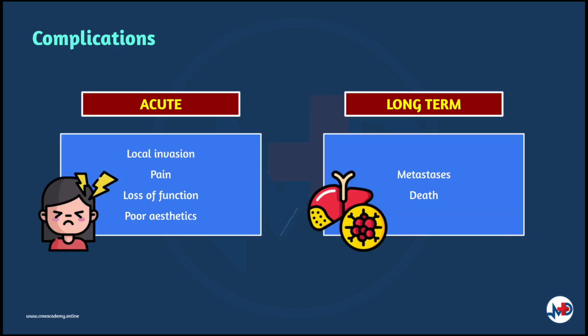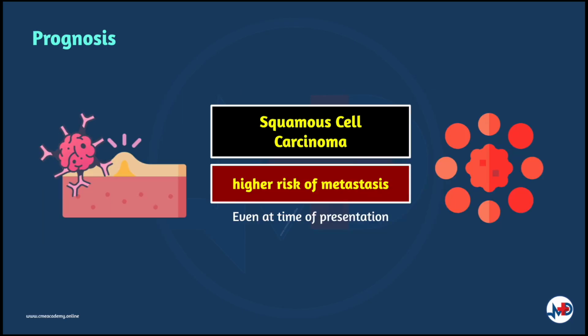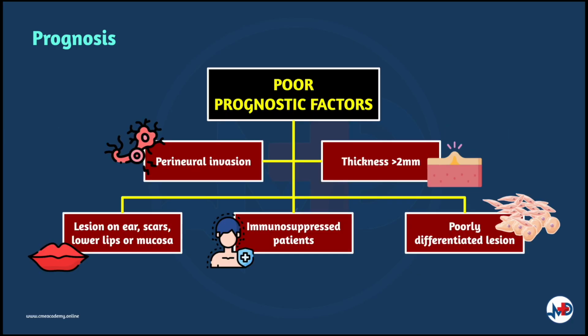Acute complications of this carcinoma are local invasion, pain, loss of function, and poor aesthetics, while chronic squamous cell carcinoma will lead to metastasis and eventual death. Squamous cell carcinoma has high risk of metastasis even at time of presentation. Poor prognostic factors are perineural invasion, poorly differentiated lesions, lesion thickness greater than 2 mm, and lesions on the ear, scars, and on the lower lips of the mucosa. Immunocompromised individuals have poorer outcomes too.